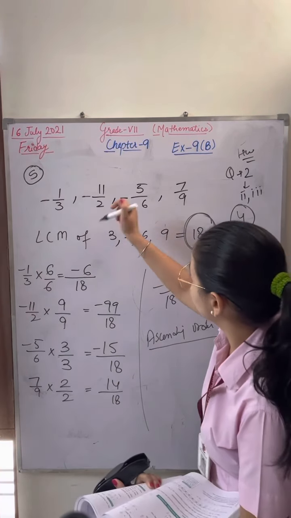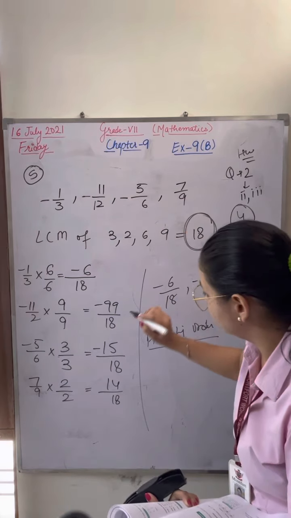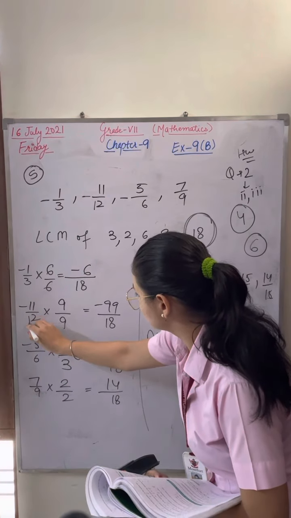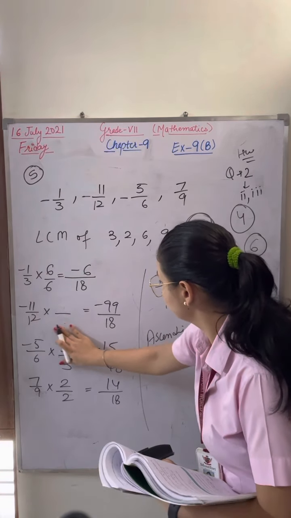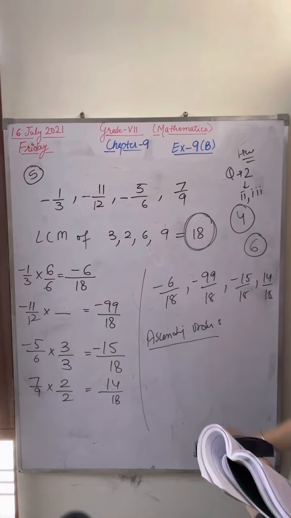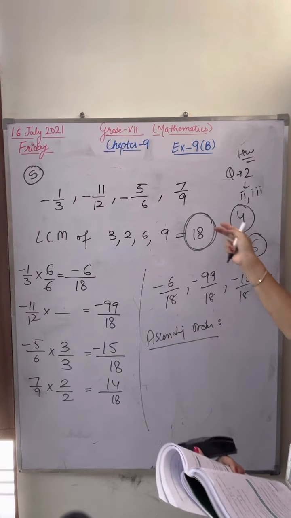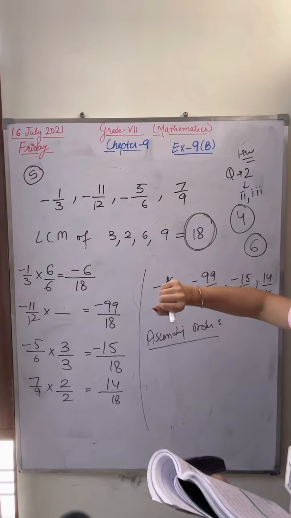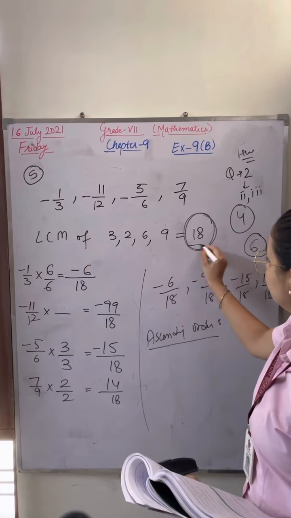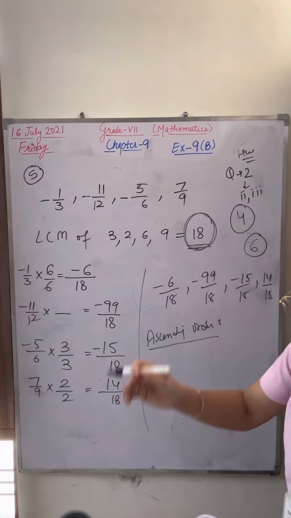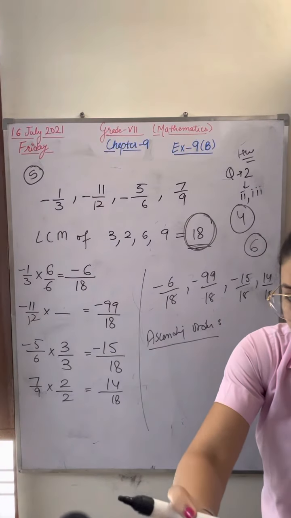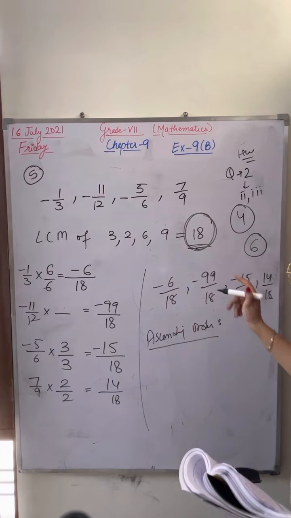Sorry, here it is 12, minus 11 upon 12. So you have to multiply with which number? Then the LCM will be different. Sorry, I thought it was 2. It is 12, so the LCM will be something else. But see the concept.